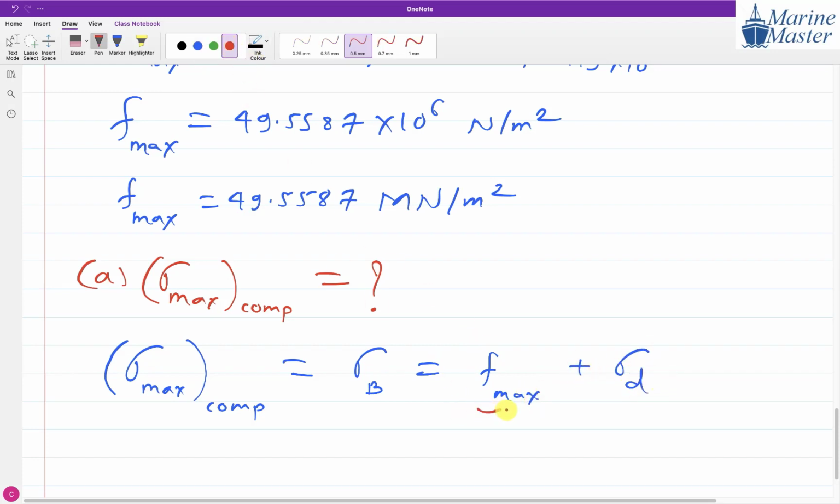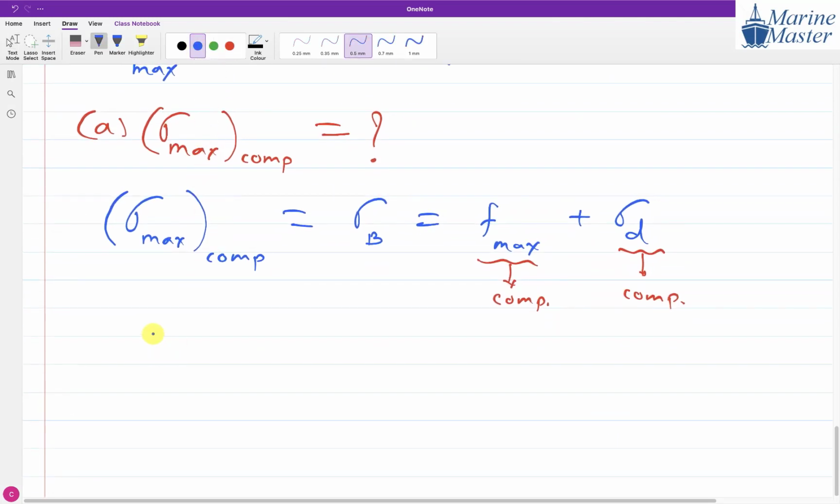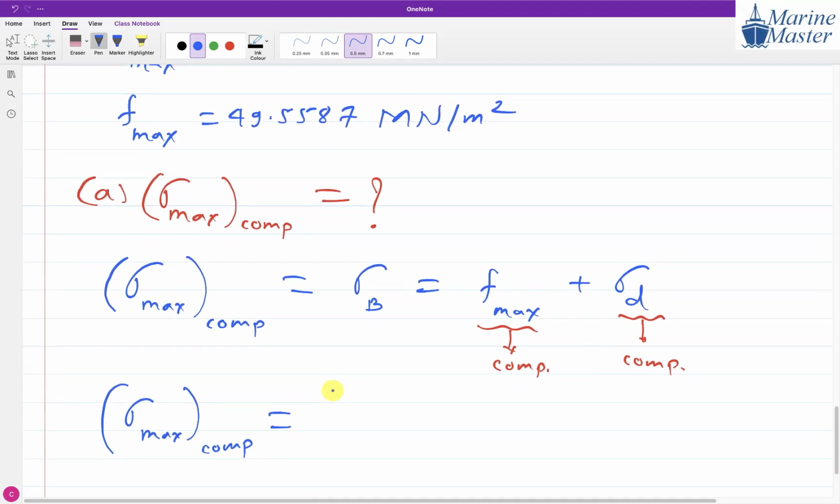Below that I will write down the nature also, so that you do not get confused. Compressive, and sigma d also compressive. Try to see the scenario. So sigma max compressive will become the maximum compressive stress. F max, how much did we calculate?